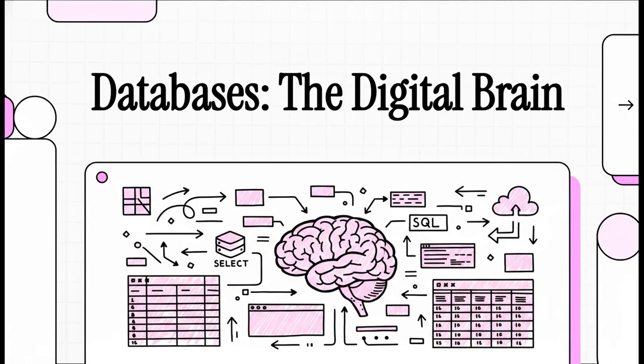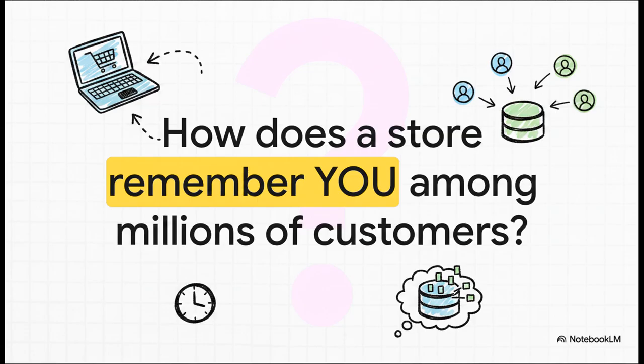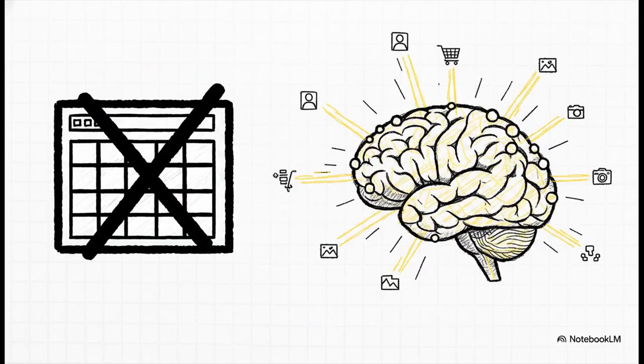Today, we're going to pull back the curtain on the digital world and look at the invisible architecture that powers pretty much everything you do online. We're talking about databases. I mean, have you ever thought about it? You add a laptop to your online cart, you get distracted, close the browser, and then 2 days later you come back, and it's still there. How in the world does that happen? How does any website remember you? Well, the magic behind it all is a database.